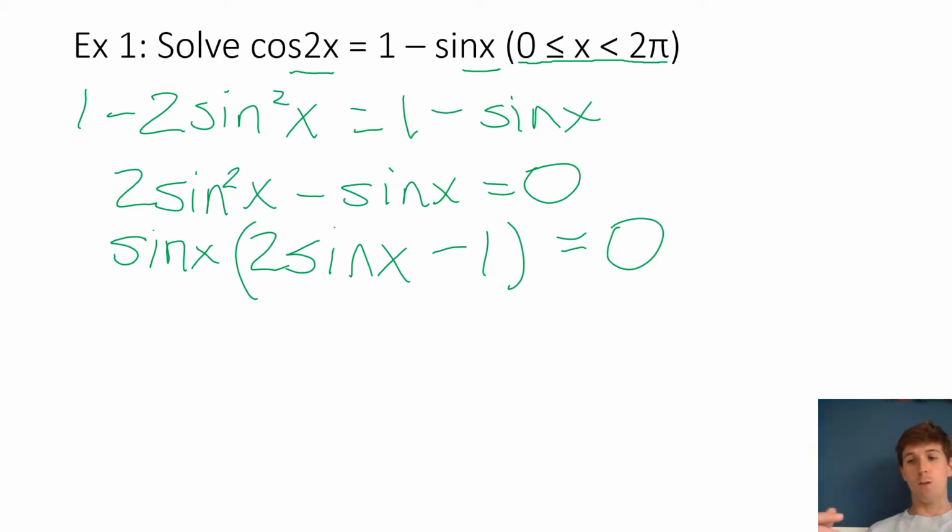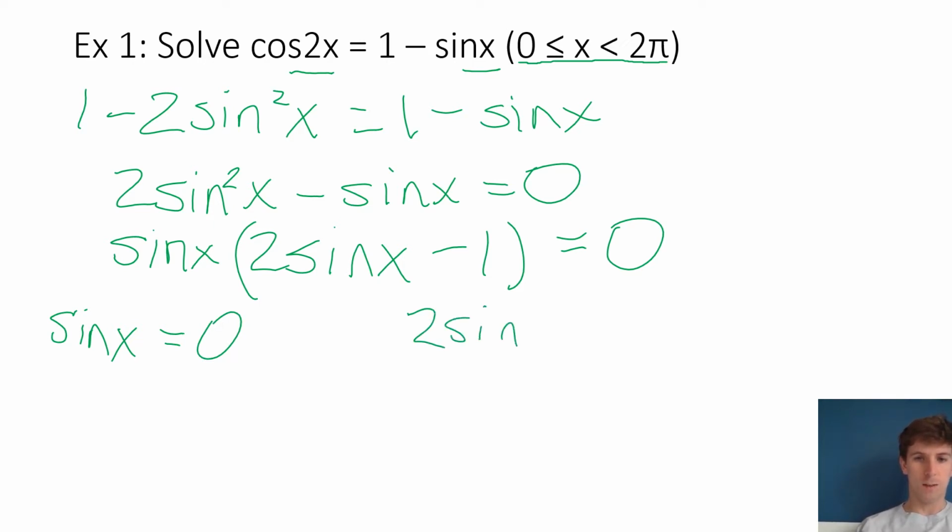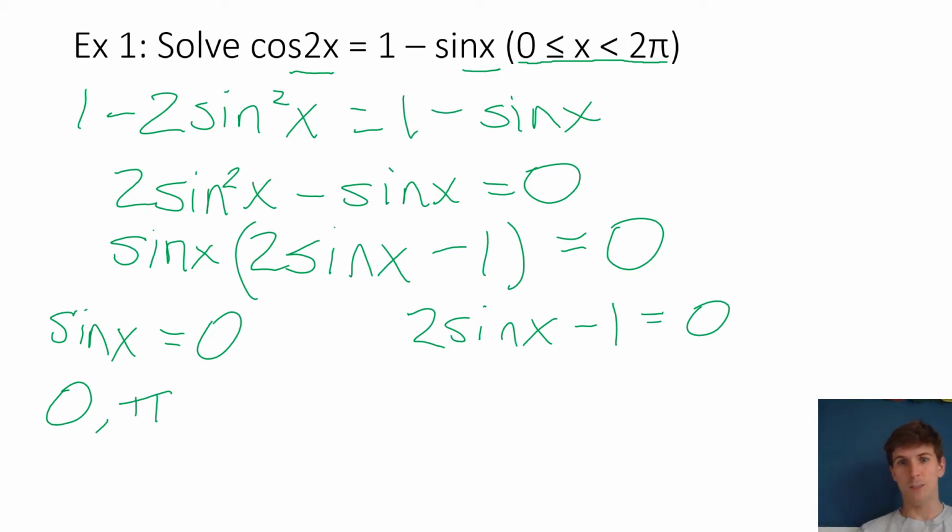Great. Take both of my factors, set them equal to 0. So I'll have sine x equals 0 and 2 sine x minus 1 equals 0. So sine x equals 0 in terms of our domain 0 to 2 pi. That'll take place at 0 and pi. Okay. Maybe helpful to have a unit circle handy if you've forgotten that.